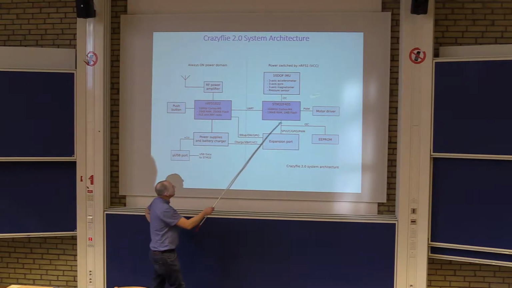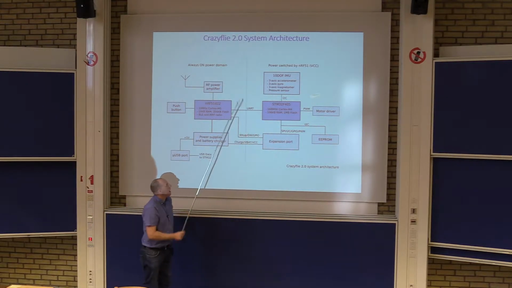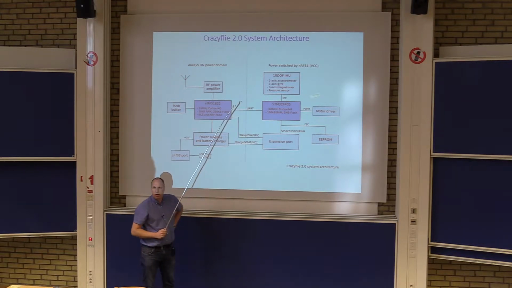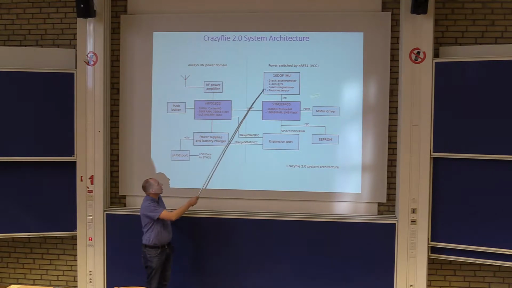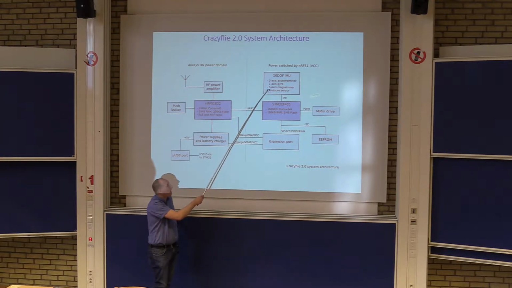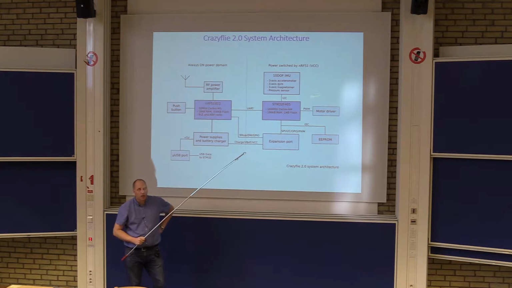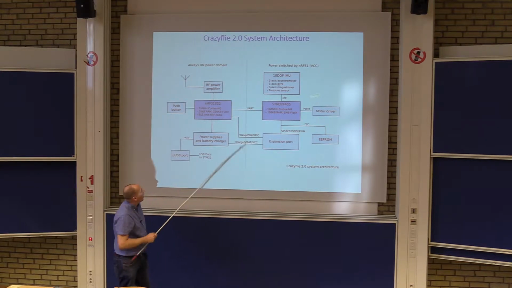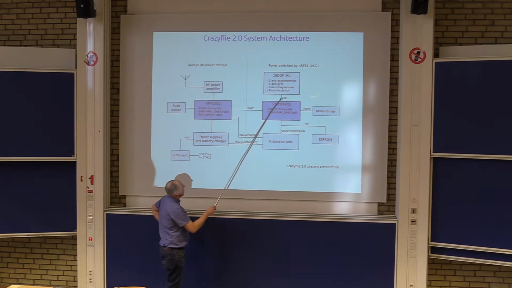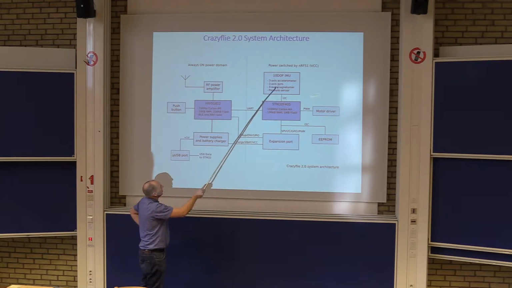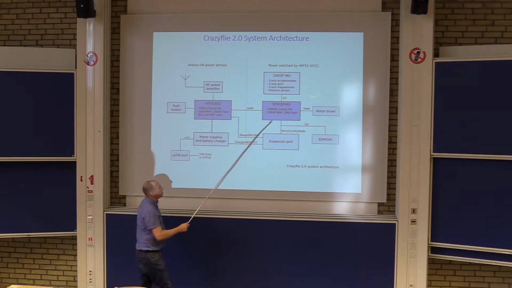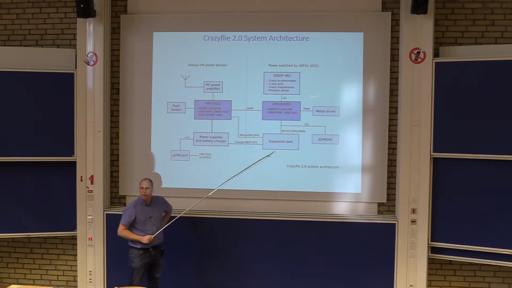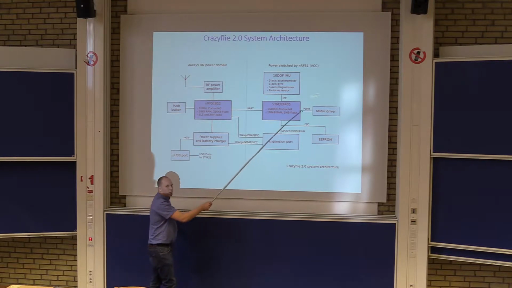This main processor is then interacting with the IMU, the inertial measurement unit, where you have a 3-axis accelerometer, gyro, magnetometer as well, and a pressure sensor. Then there is a standard communication bus called I2C that is used to connect the IMU with the main processor. It is also interacting with the motor driver through pulse width modulation.